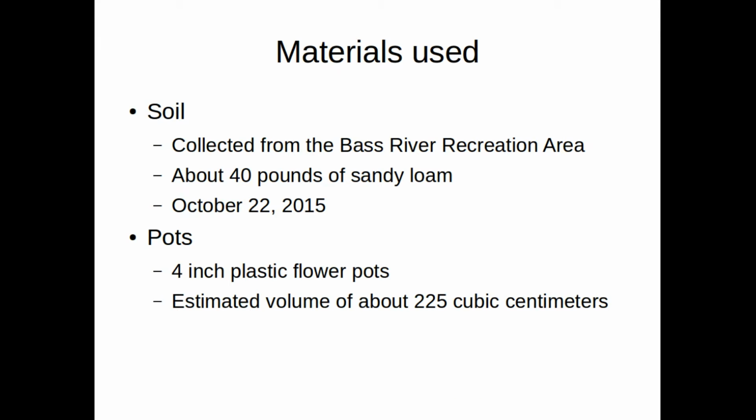The plastic flower pots that were used were provided by the Barbara Kinchey Greenhouse. The volume of the pots was calculated to be around 225 cubic centimeters. This was important for estimating the amount of soil amendments needed per pot.